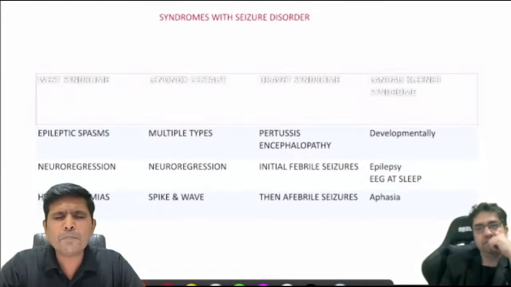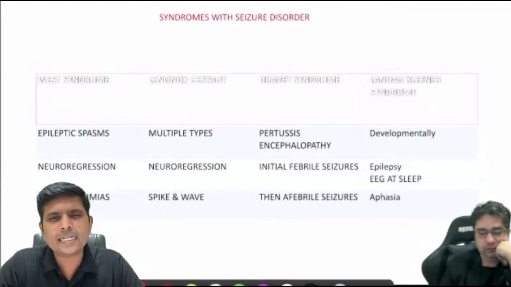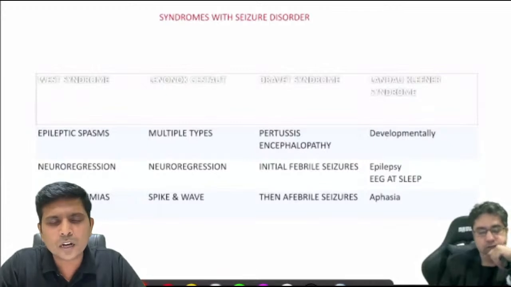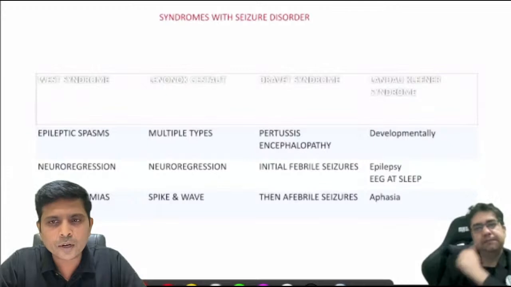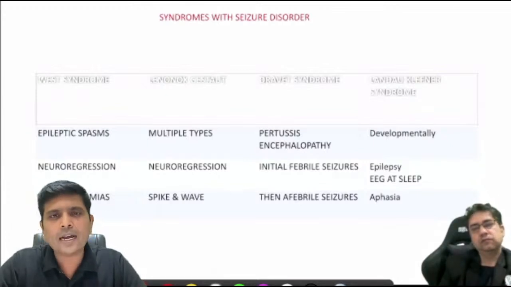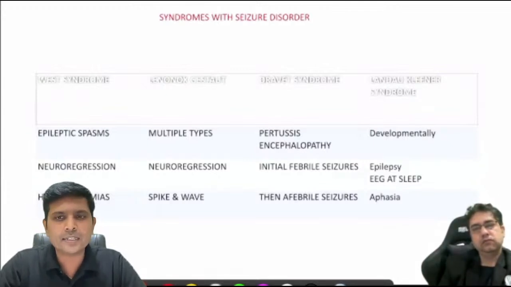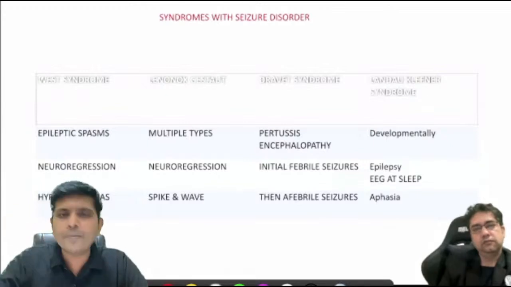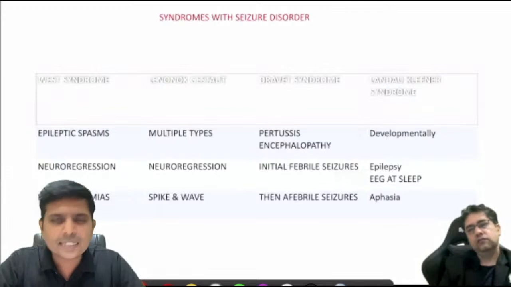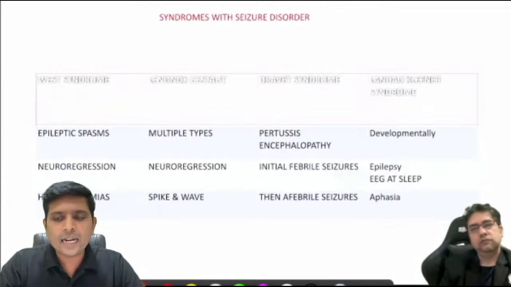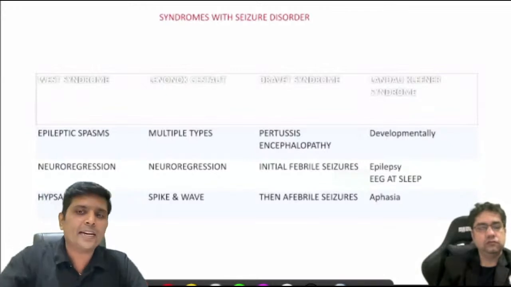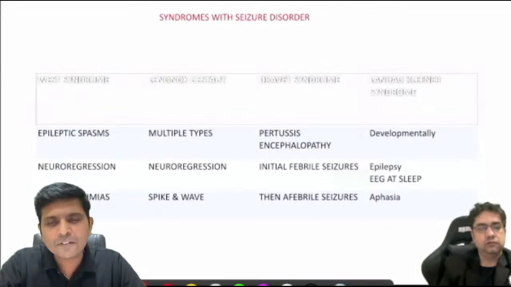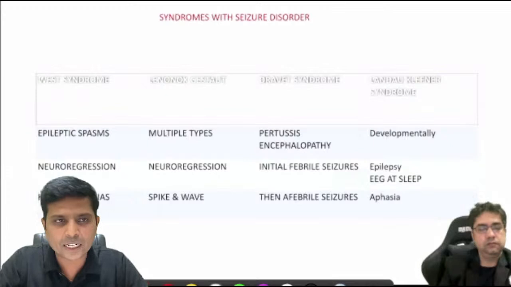Right. There are dozens and thousands of syndromes associated with seizure. But as far as an undergraduate is concerned, you need to know only 4 types of syndrome. As far as this discussion is concerned, let us concentrate only on 4 types of epileptic encephalopathies, which is often asked in our entrance examination.